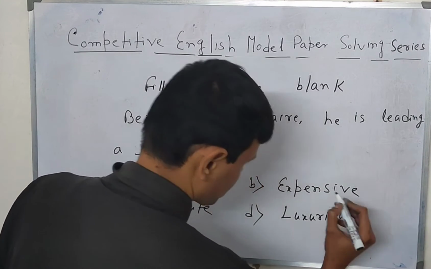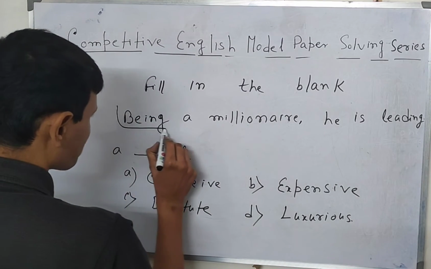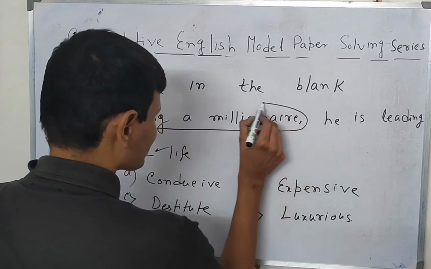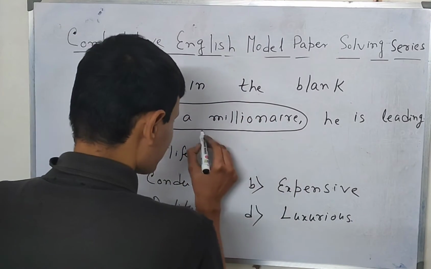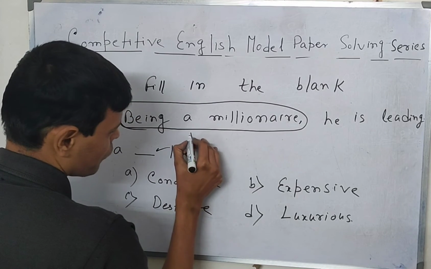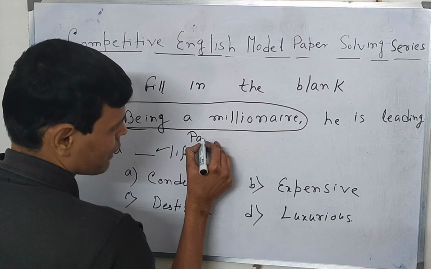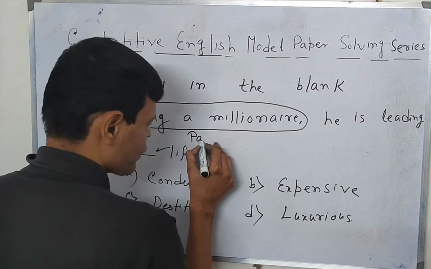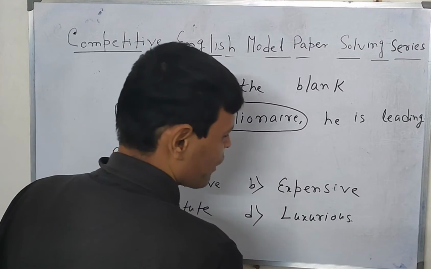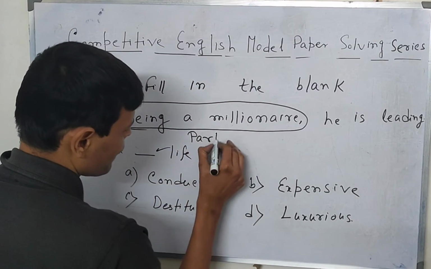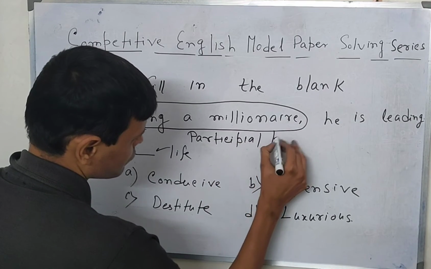There are 4 options. Being a millionaire, this part is called the participial phrase. Transitive participial phrase. Participle 2 has various divisions. It is called participial phrase, present participial phrase. In the hardcore part, if we break down more, it should be said transitive present participial phrase. Okay.